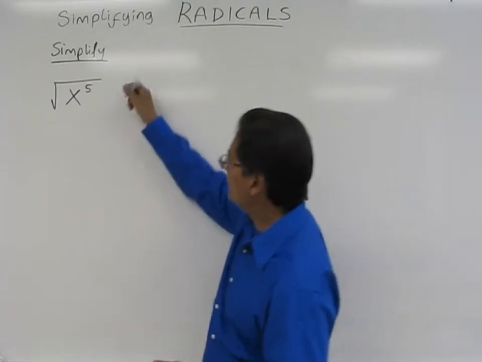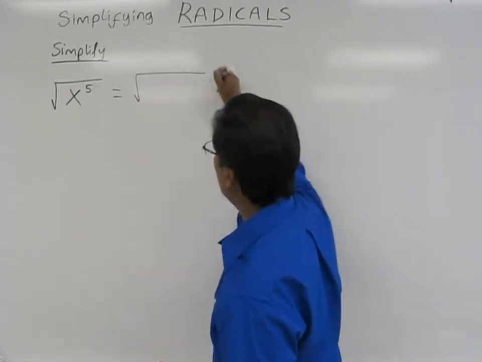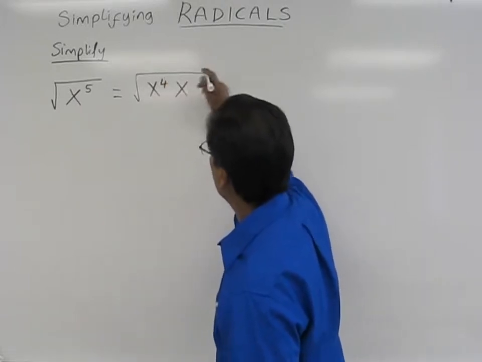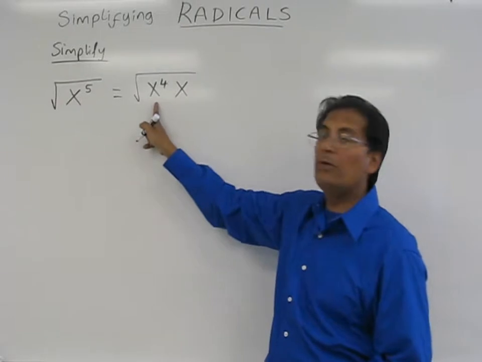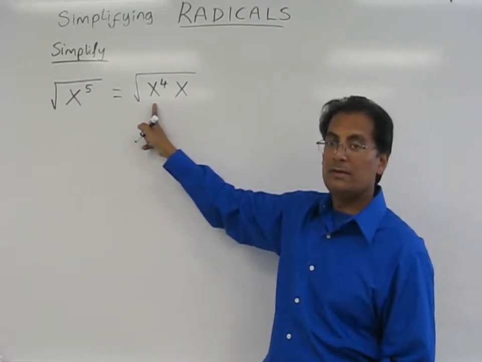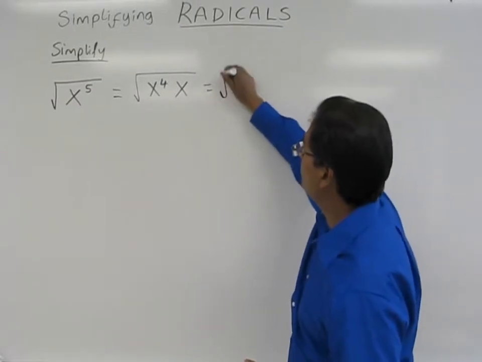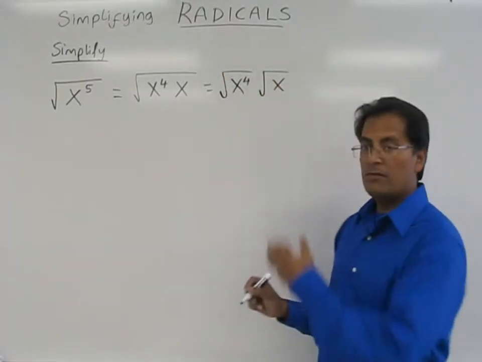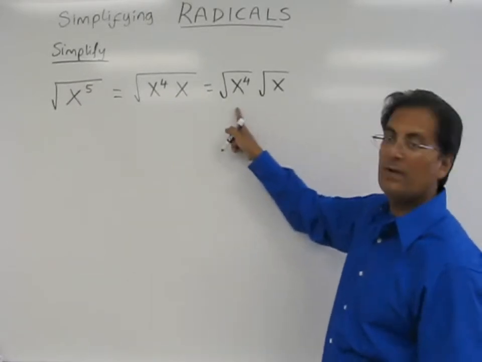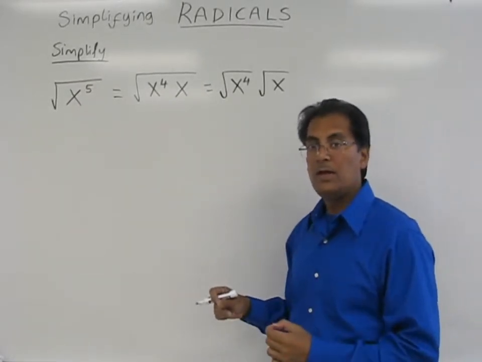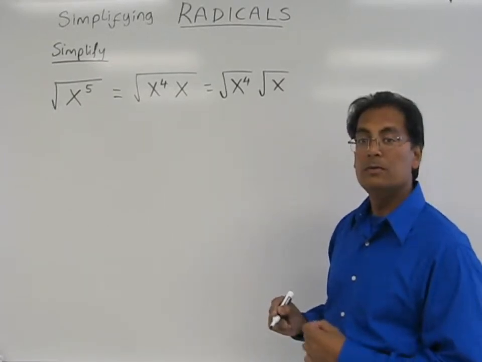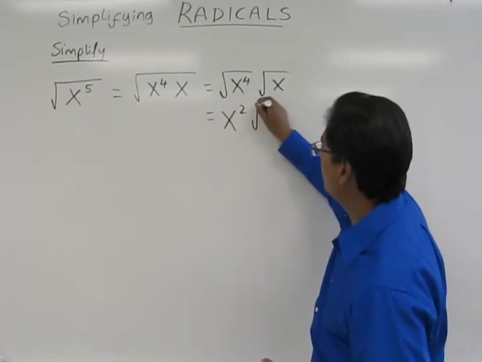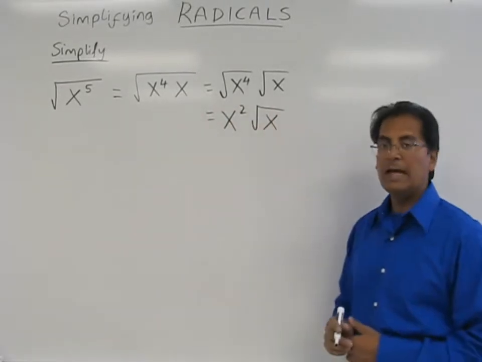So x to the fifth can be broken down into x to the fourth times x. And the reason I do that is because I know I can square root x to the fourth. So if we separate the square roots, that's the square root of x to the fourth times the square root of x. The square root of x we have to leave as it is. But the square root of x to the fourth, when we're square rooting, we simply divide the exponent by 2. So the square root of x to the fourth is x squared. And so we have x squared times the square root of x.